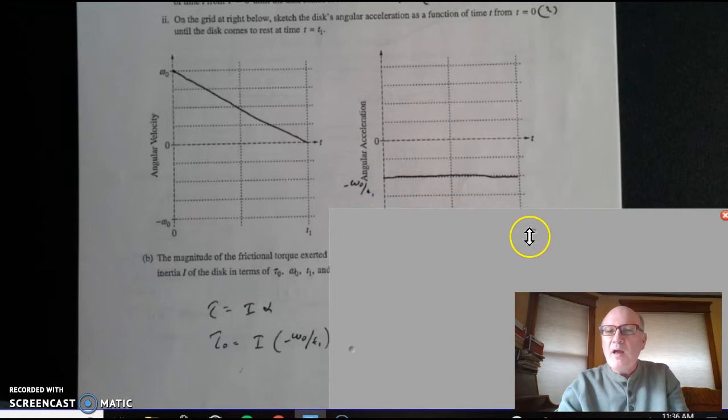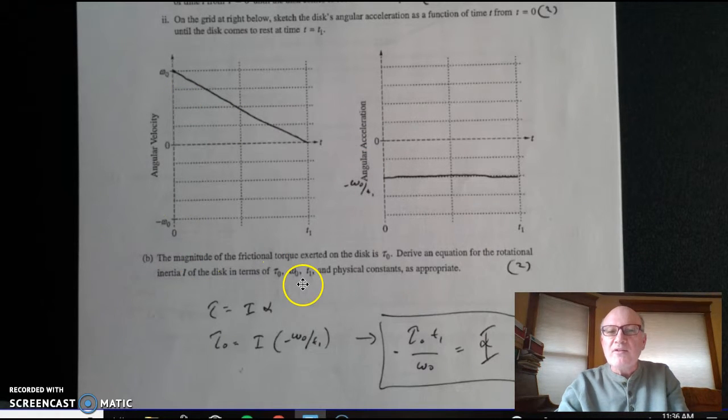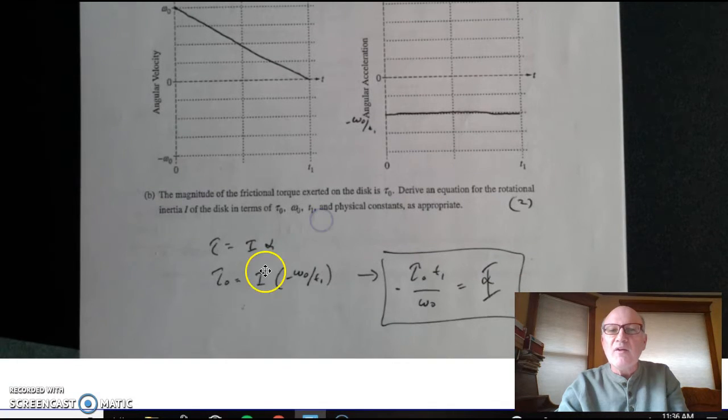All right. Might as well reveal the rest of the problem here. It says the magnitude of the frictional torque exerted on the disk is tau 0. Derive an equation for the rotational inertia I of the disk in terms of tau 0, omega 0, and t1, and physical constants as appropriate. So in general, we know that tau, the torque, is equal to the moment of inertia times the angular acceleration. This is the F equals ma version of rotational motion.